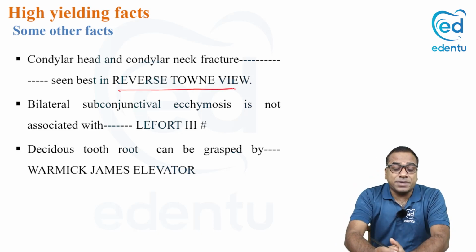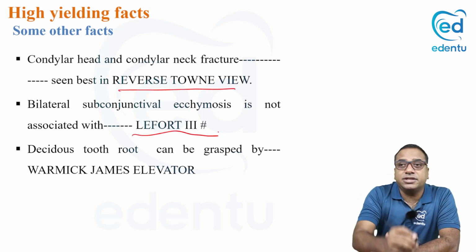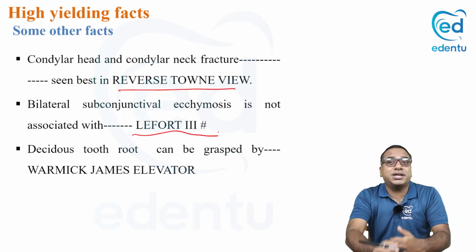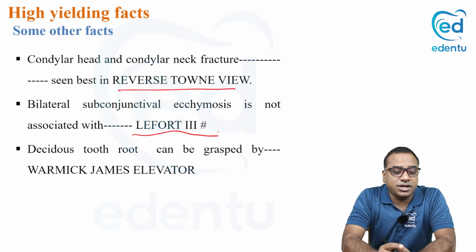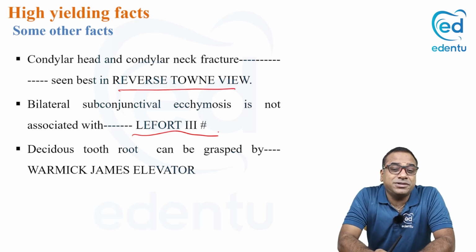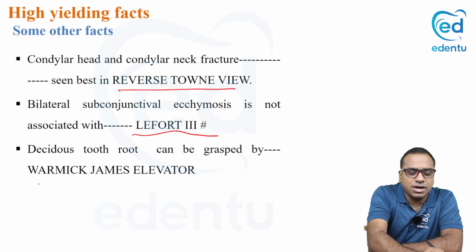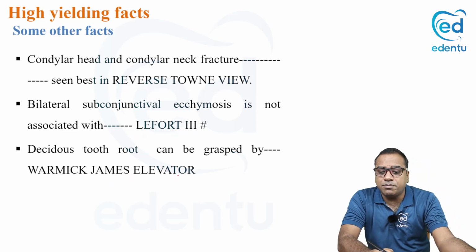Bilateral subconjunctival ecchymosis is not associated with LeFort 3. So they will give you options, and which is not associated with LeFort 3 is bilateral subconjunctival ecchymosis. And for deciduous teeth, if you want to grasp it with the root and take it out, that is called the Warwick James elevator. All the three are very important questions.